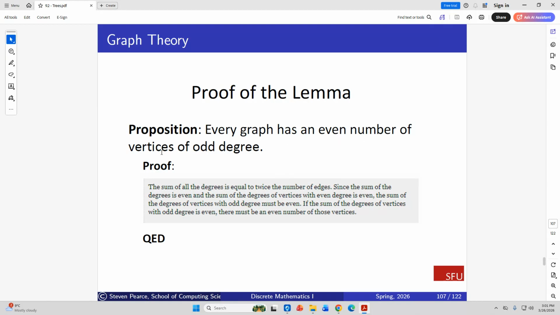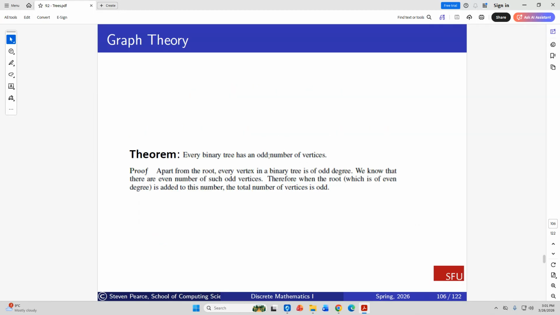Every graph has an even number of vertices of odd degree. Okay, the sum of all degrees is equal to twice the number of edges. We had that in the first presentation. Since the sum of the degrees is even, and the sum of the degrees of vertices with even degree is even, the sum of degrees of vertices with odd degree must be even. That's clear logic. If the sum of the degrees of vertices with odd degree is even, then there must be an even number of those vertices. That's a lemma that follows from this.